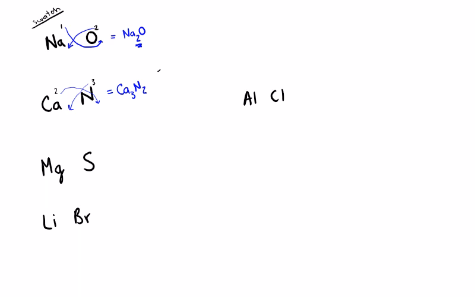Okay. So if you look at the 2 formulas that we've written, 3 and 2 cannot reduce any further. I have 2 and 1. It can't reduce any further. So these formulas are finished and correct.